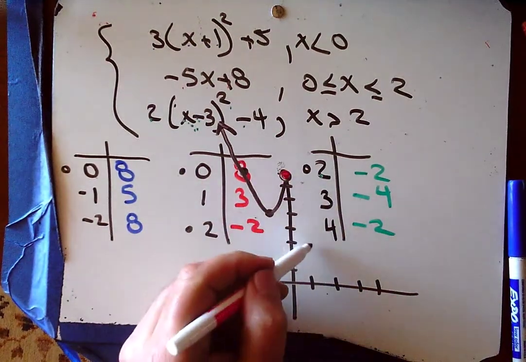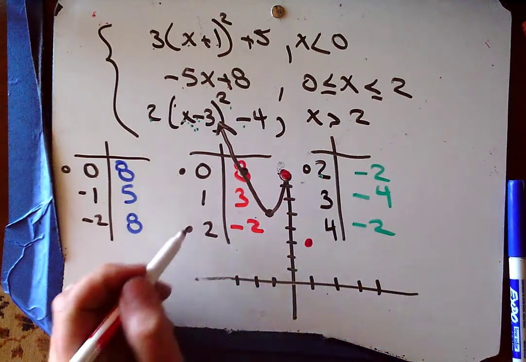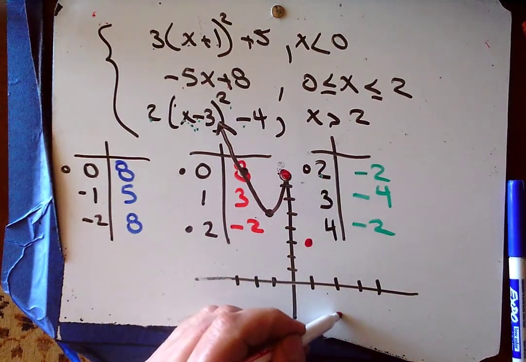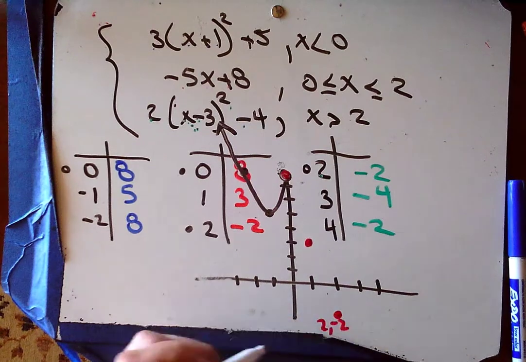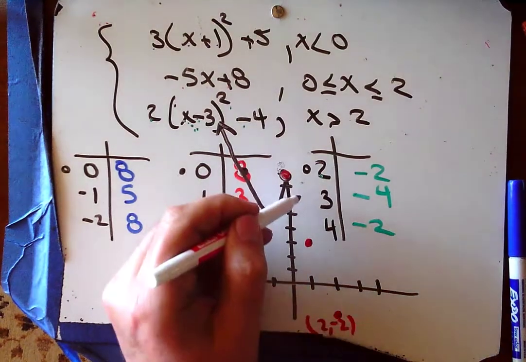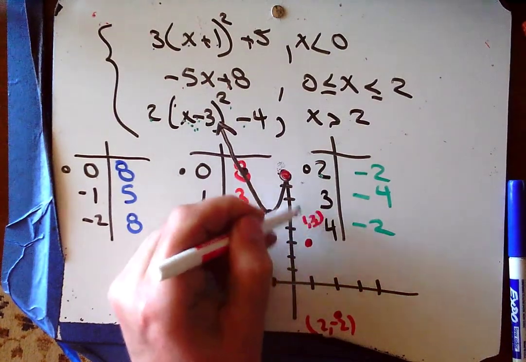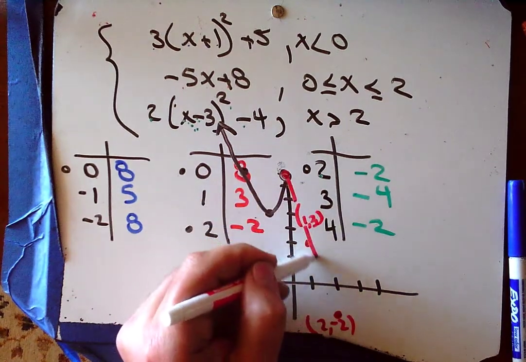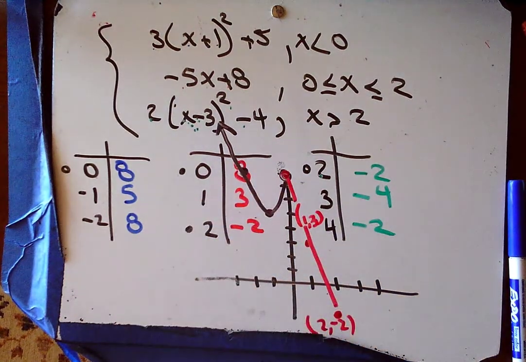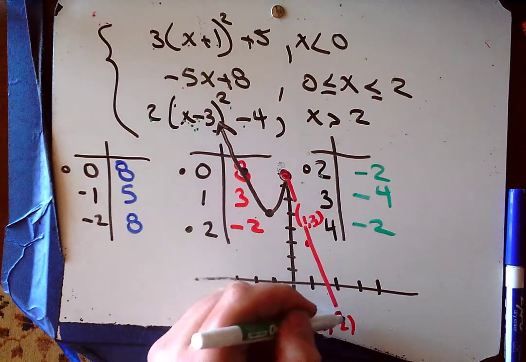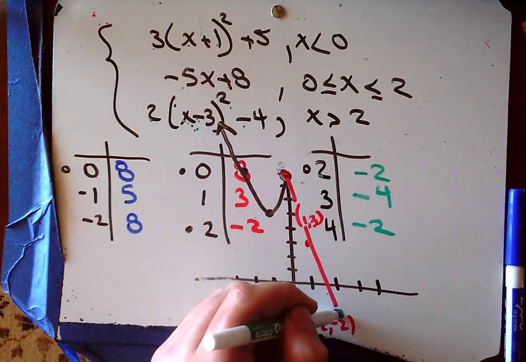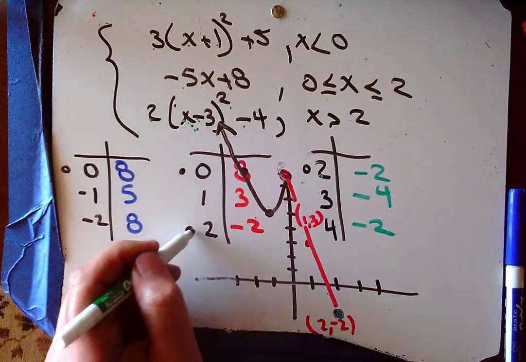1, 3, and 2, negative 2. There's the middle piece, and now finally our last piece. We're going to go through this open circle, which gets filled in with the red closed circle.